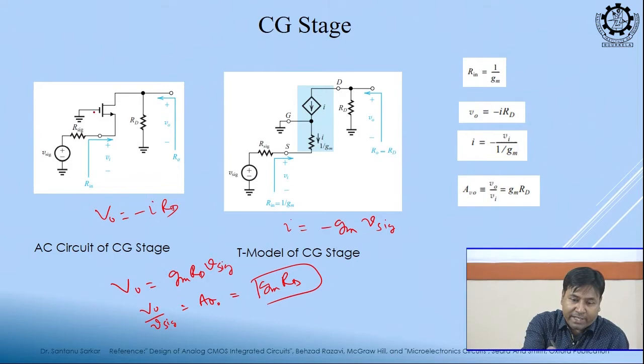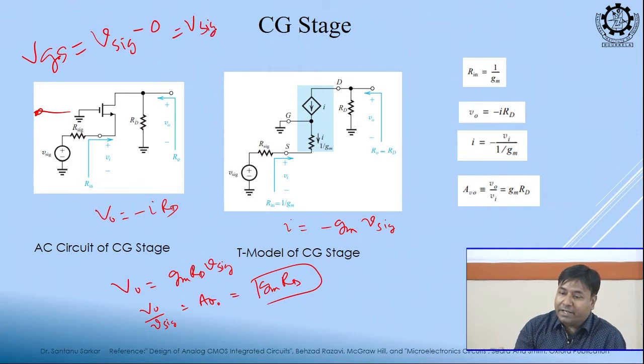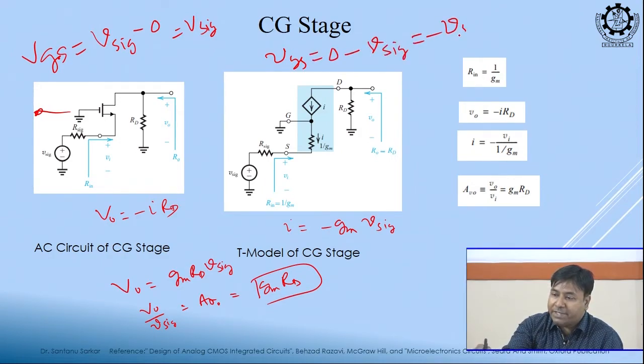In common source, my Vsig was here. So, VGS was Vsig minus 0, which is equal to Vsig, but in this case the gate is 0. So, my VGS is 0 minus Vsig, which is equal to minus Vsig. Okay. So, current is minus I into Rd, voltage is minus I into Rd, and I is again minus Gm into Vsig. So, this is twice minus, no? So, this gain is positive. Understood what I am trying to say?